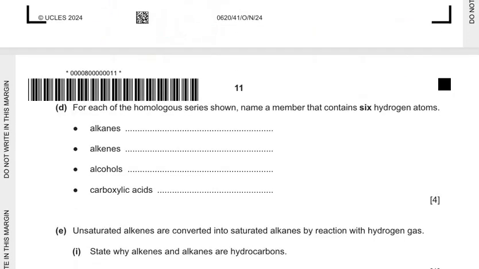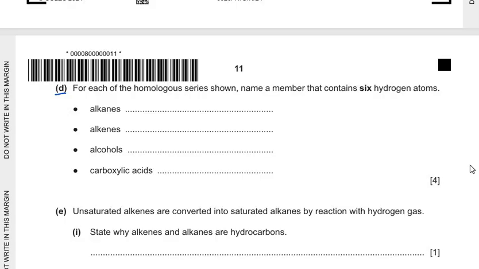So here we end this sub question, and the next sub question is: for each of the homologous series shown, name a member that contains 6 hydrogen atoms. Now if we have alkanes, then we have the formula CnH2n+2. Now this should end up with 6. Now that is possible only when n is equal to 2. That is, n is equal to 2, then it is the ethane molecule. Ethane will have 6 hydrogen atoms. Here it says name the member, so we are just naming, we are not giving the formula.